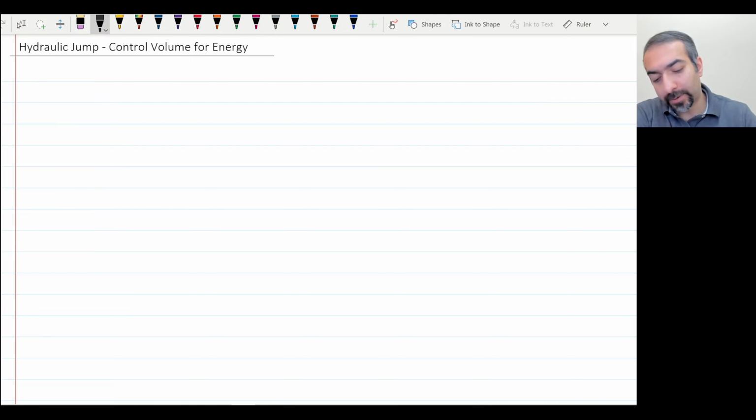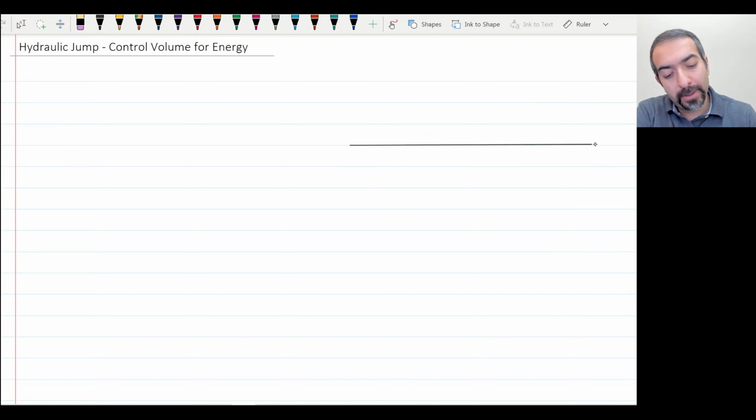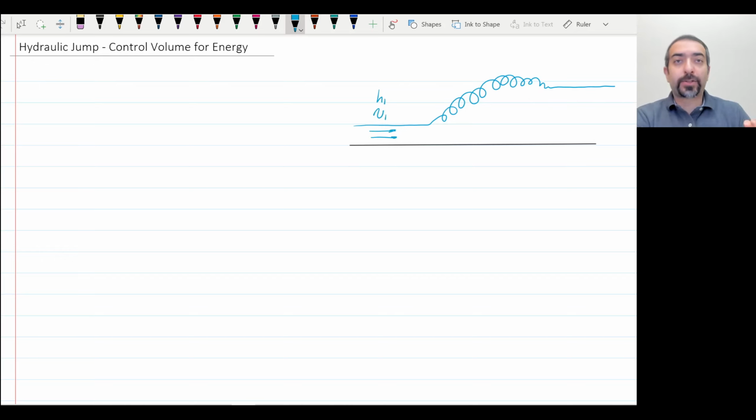All right, so let's just start with the schematic of the problem. This is our surface. This is the stream, with the inlet and outlet velocity. So the inlet velocity is V1, the height of the inlet stream is H1, and the outlet velocity is V2. We assume it's uniform, and the height of the outlet stream is H2.